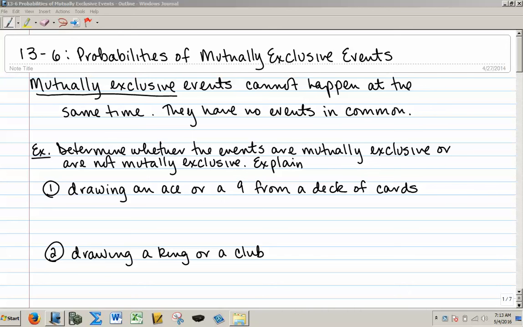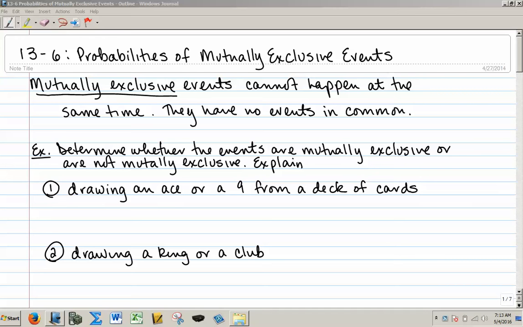Section 13.6 is on probabilities of mutually exclusive events. Mutually exclusive events cannot happen at the same time. In other words, they have no events in common. Let's take a look at a couple examples here. Determine whether the events are mutually exclusive or are not mutually exclusive, and then explain.